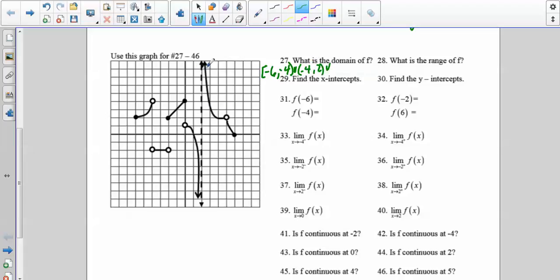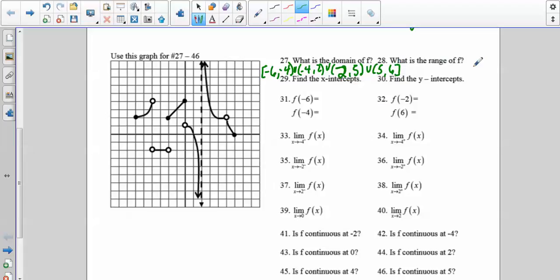And then after 2, we're good until we get to 5. Then we have another hole. So we're going to go from positive 2 to 5. Leave out the 5. And then we keep going until 6. Another square bracket to include the 6.